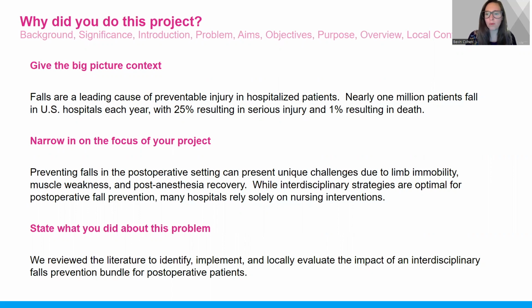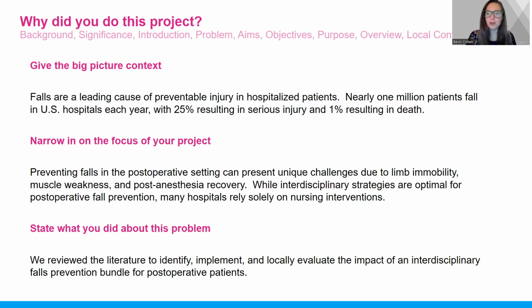And one thing that I want to point out is that here we're specifically talking about fall prevention in hospitalized patients. And that's because the project that we're about to describe takes place in a hospital. So it doesn't really make sense to talk about falls in the community if we're dealing with hospitalized patients in this particular project.